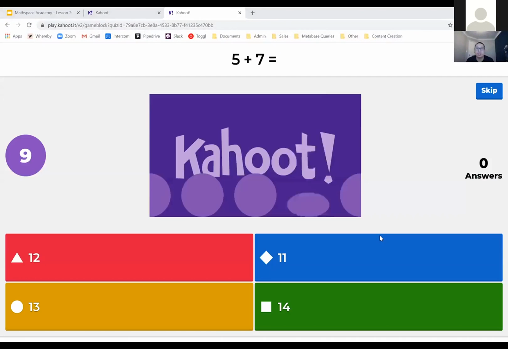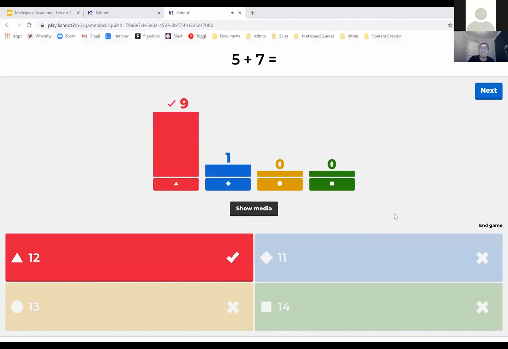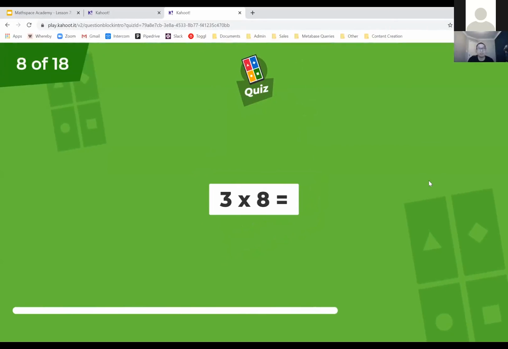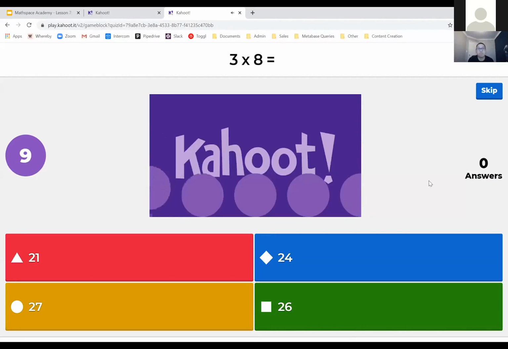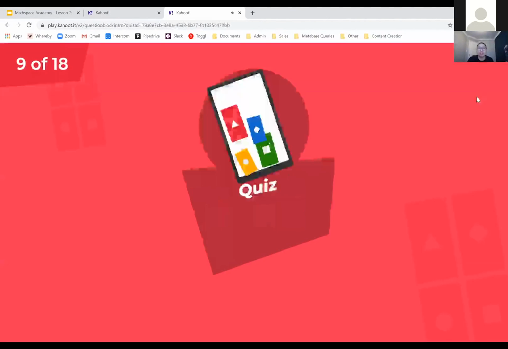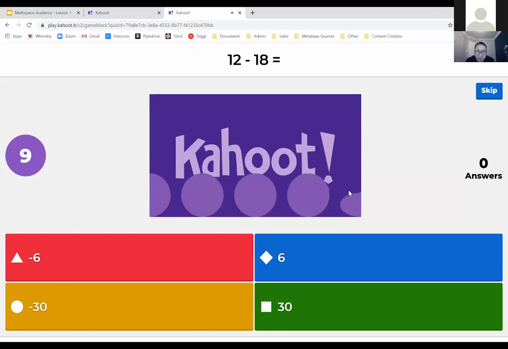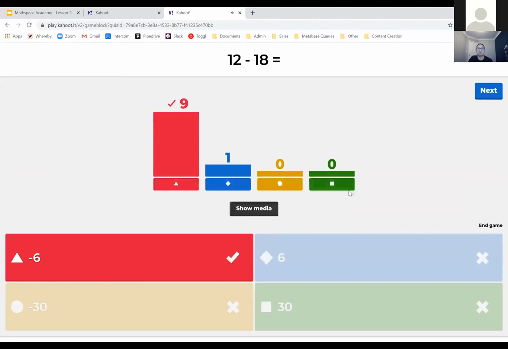Five plus 7, an easy one for you. 3 times 8, another easy one. 24, excellent, good work, everyone. 12 take 18, all right, this is going to take a bit of thinking. Yeah, the difference is 6, but because the negative number is bigger, the whole thing is going to be negative.